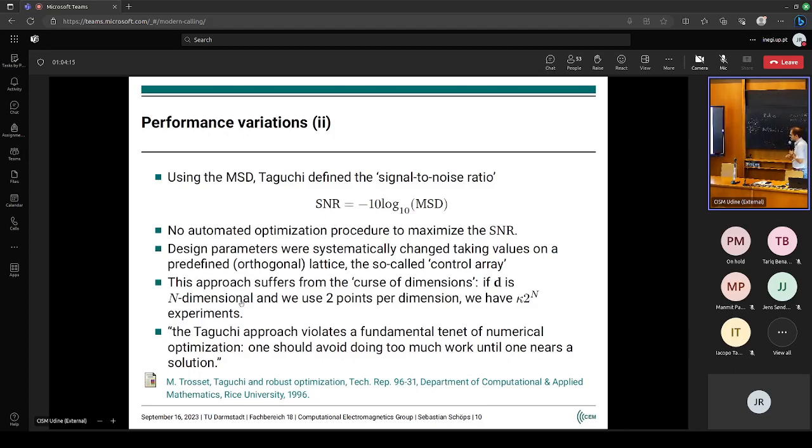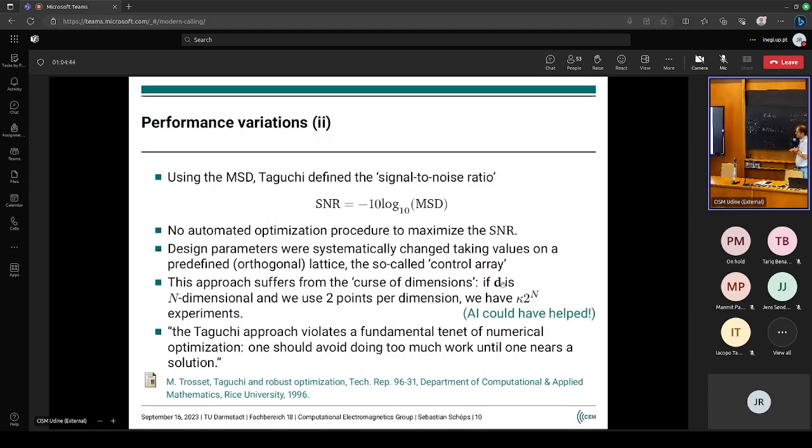I think that's a very nice quote from that paper. It states that the Taguchi approach violates a fundamental tenet of numerical optimization: one should avoid doing too much work until one nears a solution, right? So a good optimizer will go quickly to the neighborhood of the optimum and then stay there and improve on it in this method. The grid, of course, does not do this. But nonetheless, I think it's relevant to have an idea.